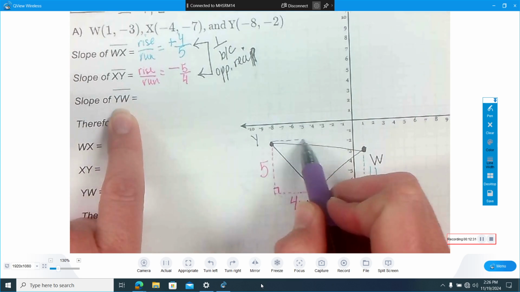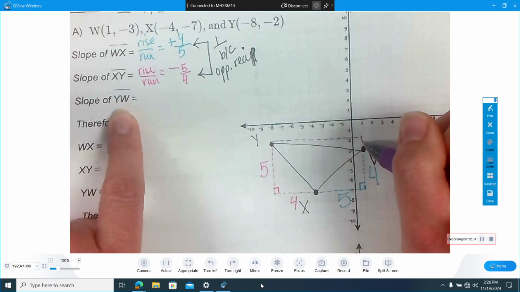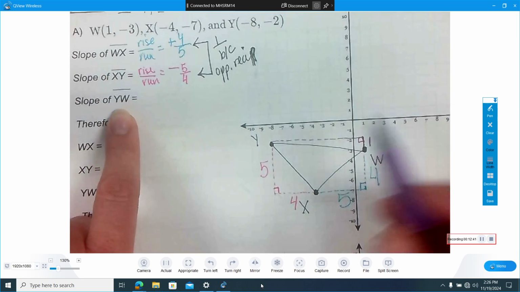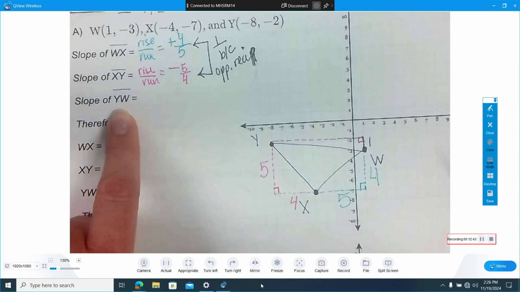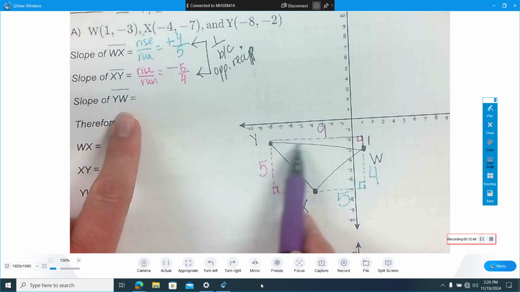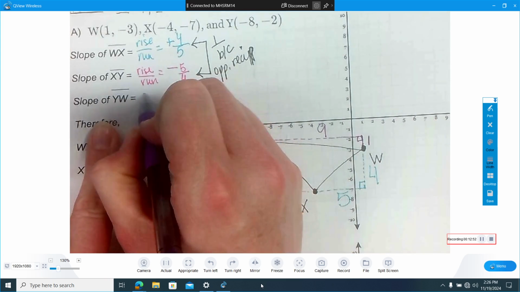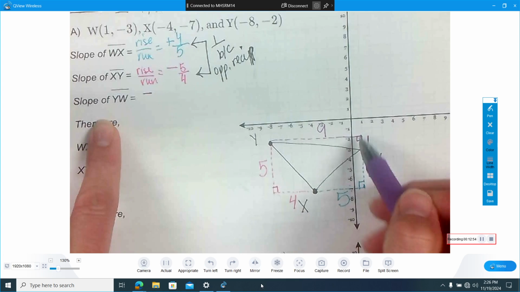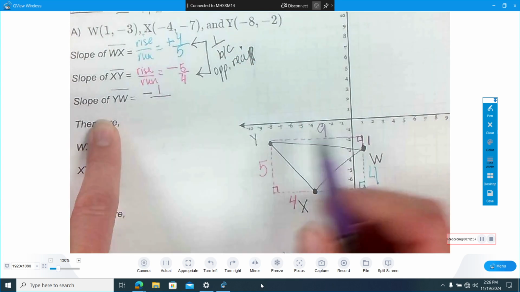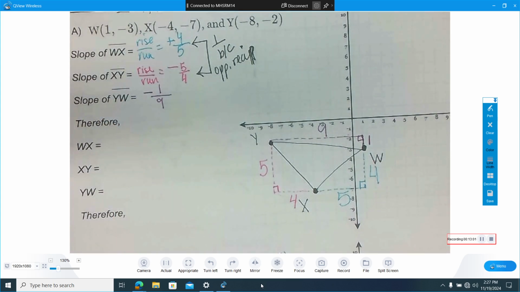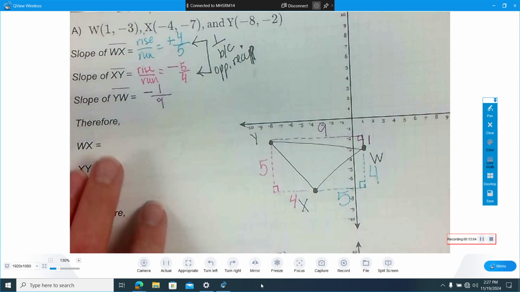All right, we want to find the slope of YW as well. So again, I'm going to do my little horizontal bit and my vertical bit there. What's my vertical component? 1 space. And my horizontal? 9. All right. So is this line a positive slope or negative slope? Negative, yeah. So we get a negative, and the rise is 1, and the run is 9. So we get a slope of negative 1/9. Negative 1/9. So what do we know?